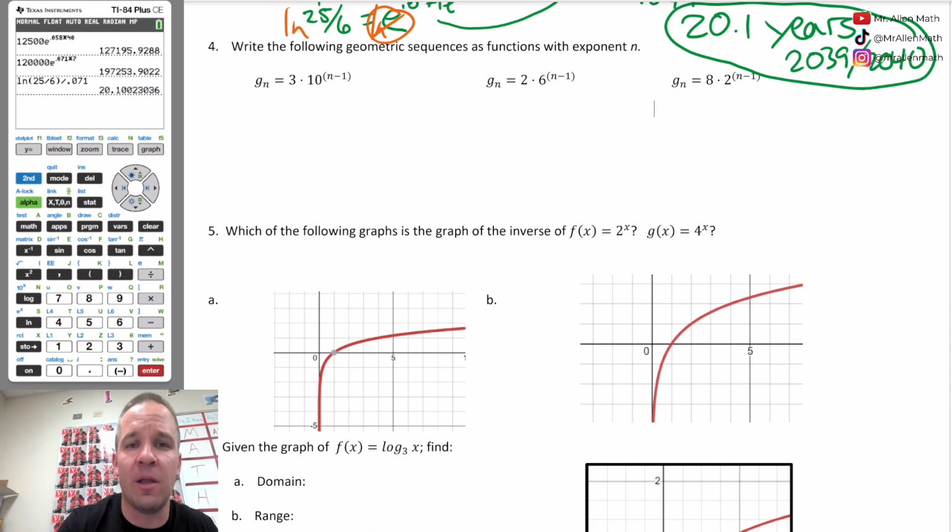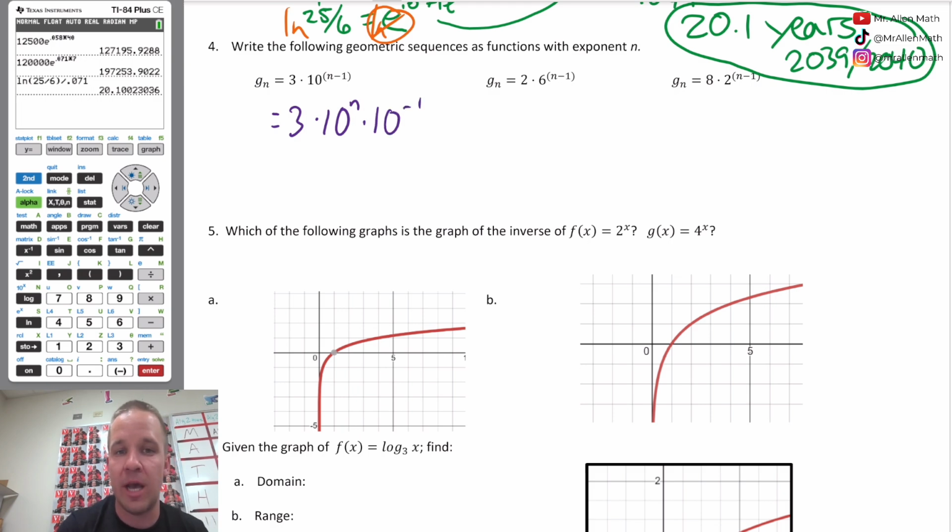We got: write the following geometric sequences as functions with an exponent n. We did a couple of these in this particular unit. Not a lot of them, but it's okay. A quick reminder of exponent properties: if I have like bases, I add my exponents together. So I've got 3 times 10. I can break this apart to 10 to the nth times 10 to the negative first, okay? I'd add those together.